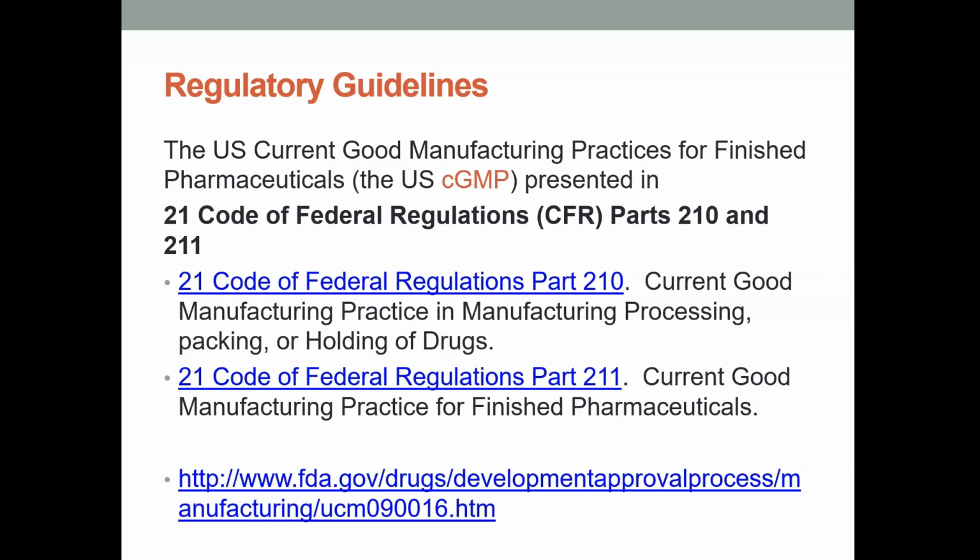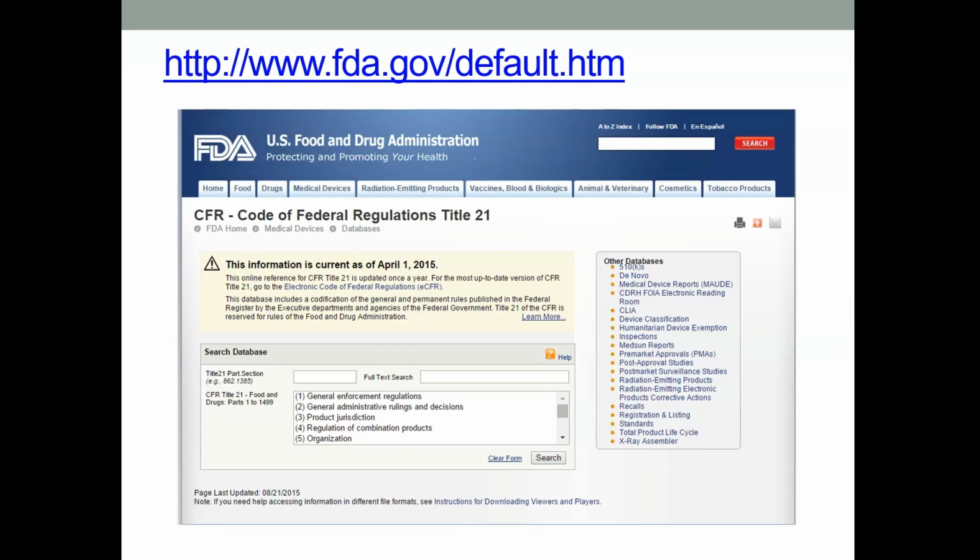So you'll see 21 CFR Part 210, 211. That's current good manufacturing practices in manufacturing, processing, packing or holding of drugs, and the second one is current good manufacturing practice for finished pharmaceuticals. You can click on the links here and get more information about those, which again, I'd highly recommend that you do, so you familiarize yourself with the layout and the type of content that they have in them. So this is what their website looks like.